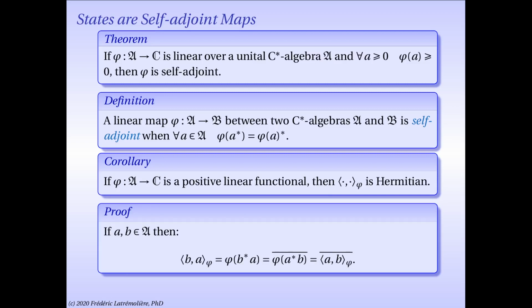If you take any two elements A, B in your C-star algebra, and you look at the pairing of B with A, by definition it's phi of B star A. But we've just shown that this is equal to the conjugate of phi of A star B, because the adjoint of B star A is A star B. And of course you recognize that this is therefore the conjugate of the pairing of A with B. So at this point we have that these pairings defined using positive linear functionals are sesquilinear, Hermitian, and positive.